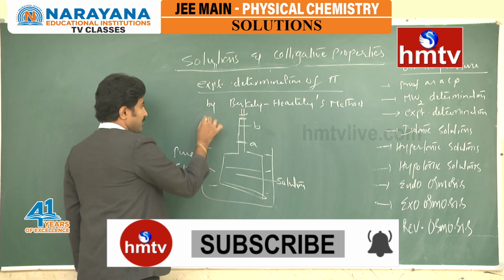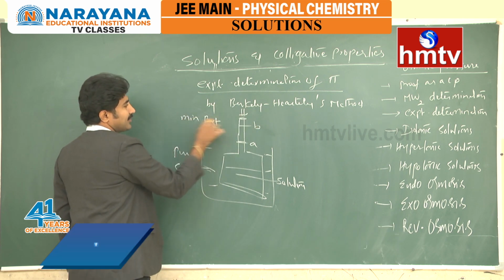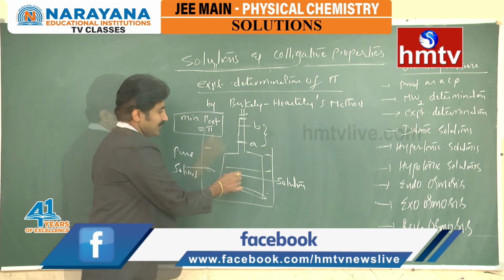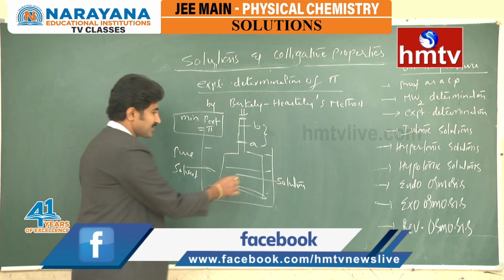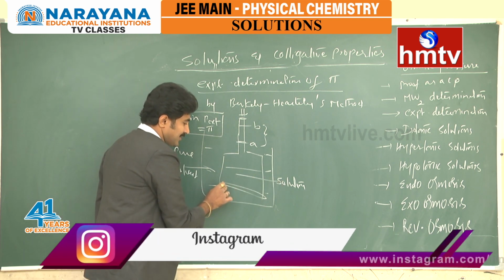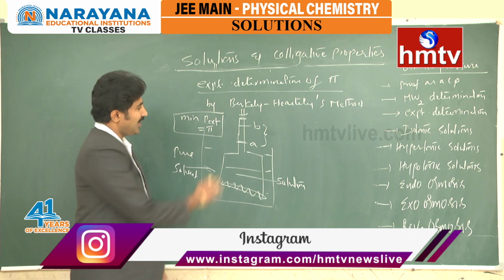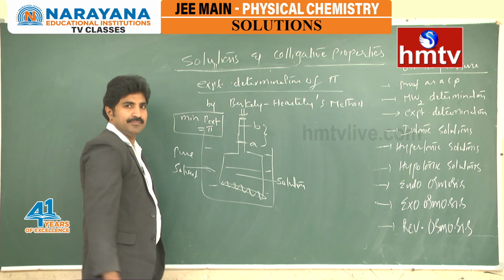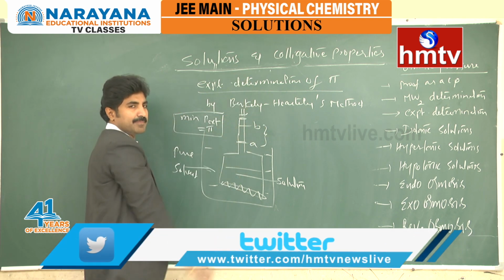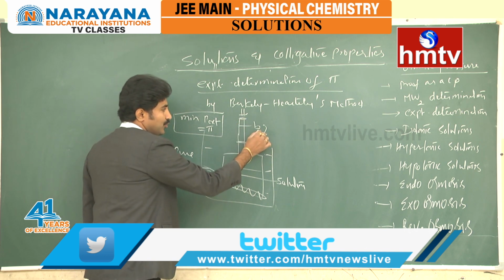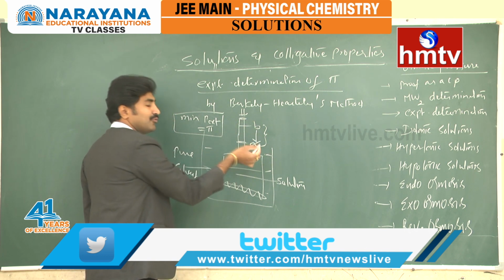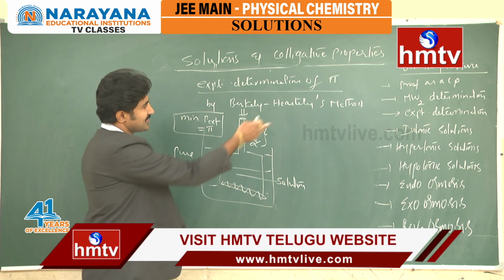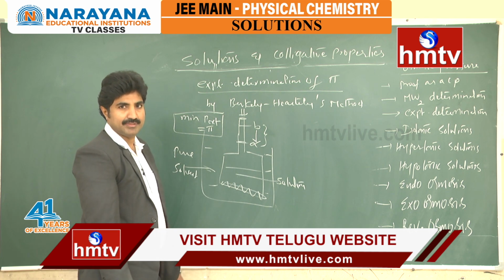Now, whatever minimum external pressure is required on the solution side to restore its original level in the osmosis process. Already we discussed that when pure solvent and solution are separated by a semi-permeable membrane, the osmosis process takes place. After osmosis the level is B. Now apply some minimum external pressure on the solution side to restore the original level. That minimum external pressure is the osmotic pressure, which is simply obtained by using the Berkeley-Hartley method.